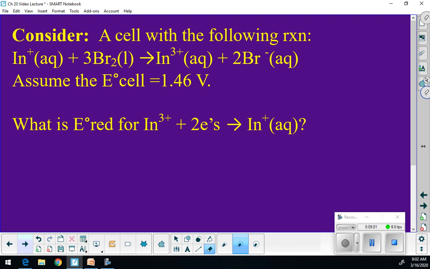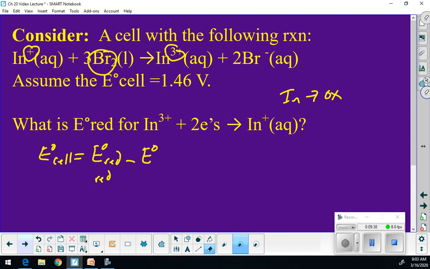All right, you guys try this one now. Cool. Okay, so what would we do? First thing we have to figure out is what's oxidizing and what's reducing. I've got indium going from a +1 to a +3, so that would imply to me that my indium is oxidizing. And then what is reducing then? It better be my bromine. Okay, so what do we know? We know that my E cell is equal to the standard reduction potential for my reducing species minus the standard reduction potential for my oxidizing species.